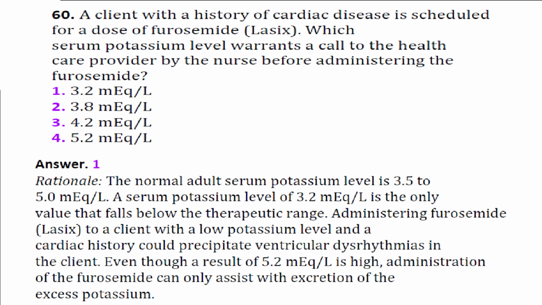Answer. 1. Rationale. The normal adult serum potassium level is 3.5 to 5.0 mg/L. A serum potassium level of 3.2 mg/L is the only value that falls below the therapeutic range. Administering furosemide, Lasix, to a client with a low potassium level and a cardiac history could precipitate ventricular dysrhythmias in the client. Even though a result of 5.2 mg/L is high, administration of the furosemide can only assist with excretion of the excess potassium.